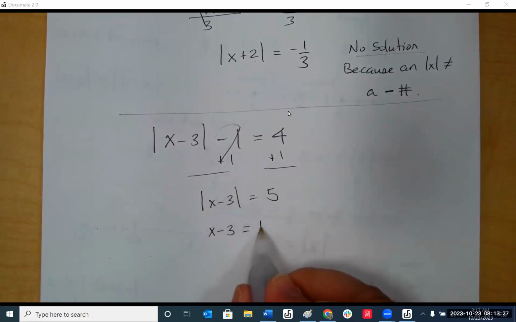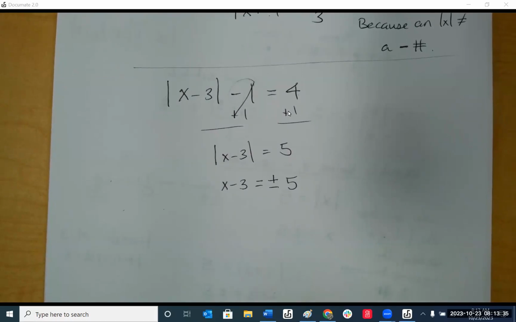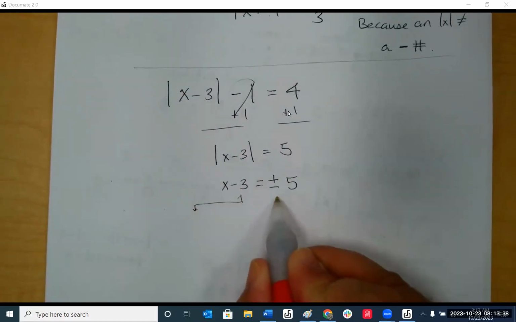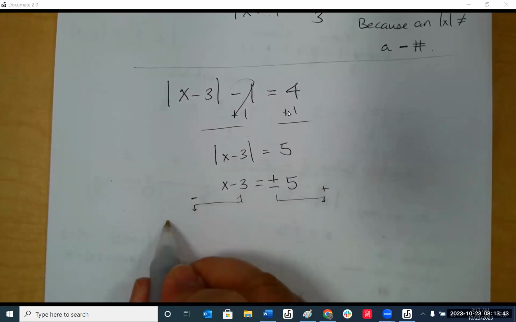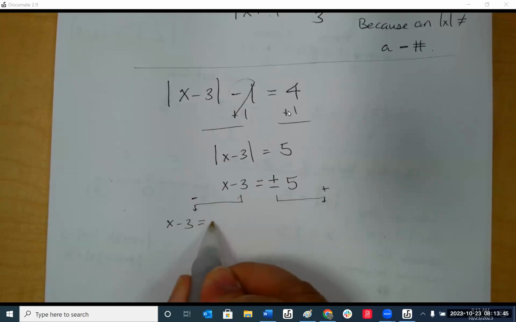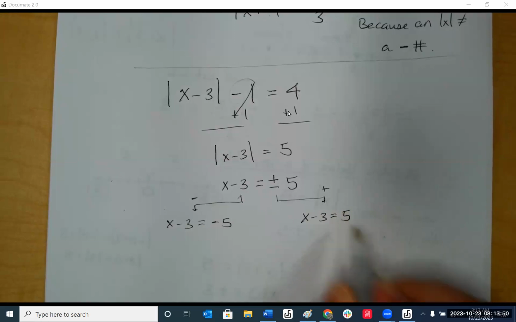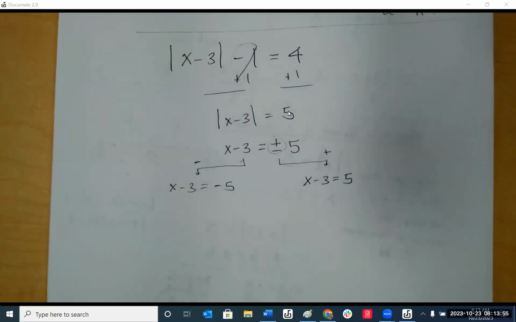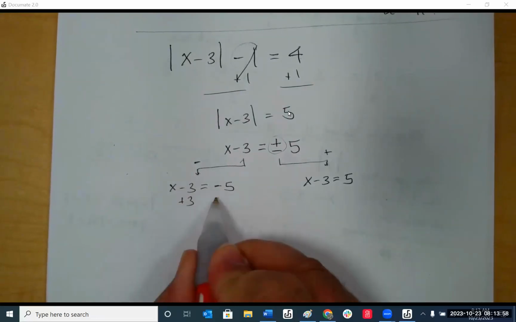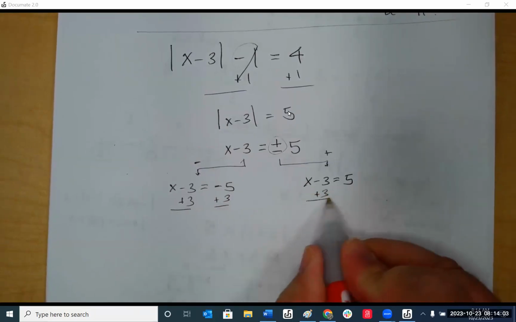When you drop the absolute value, you have to put a plus or minus in front of the answer. This is the negative side, this is the positive side. So we have x minus 3 equals -5. X minus 3 equals +5. We have to solve both of those equations. So we add 3 to both sides.